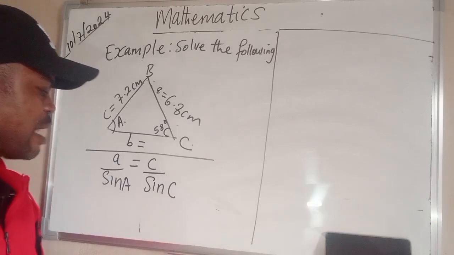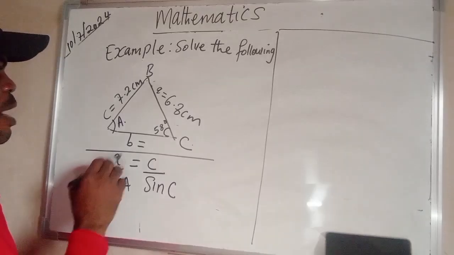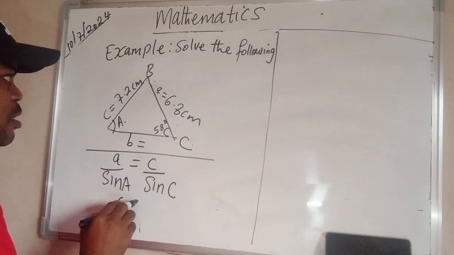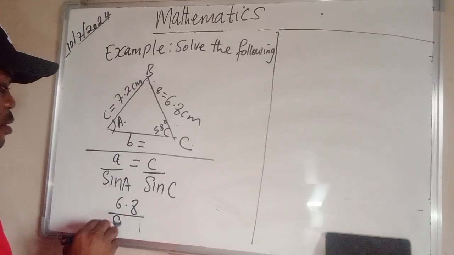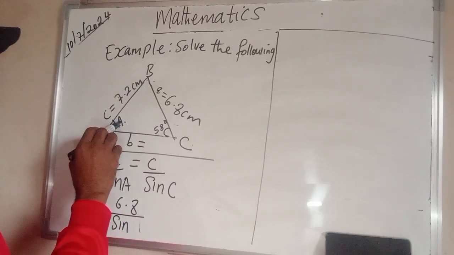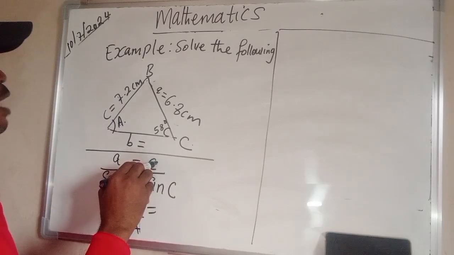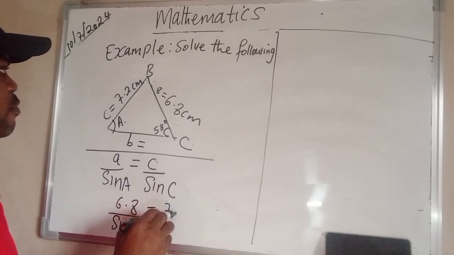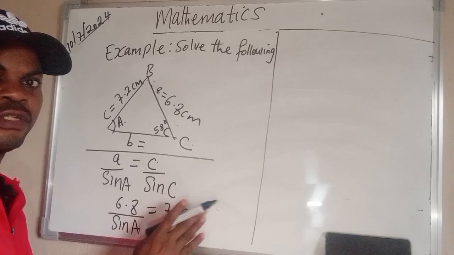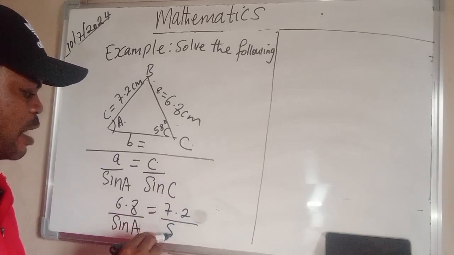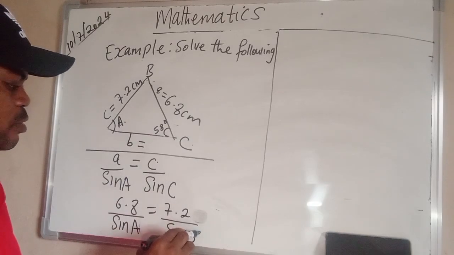Then the next point of interest, I'm going to substitute my values. So right here, do I have A? Yes, I have 6.8 centimeter all over sine A. What is sine A? Do I know? I don't know. How about side C? I have it as 7.2 centimeters. Leave the unit first. 7.2 all over sine C, sine 58.